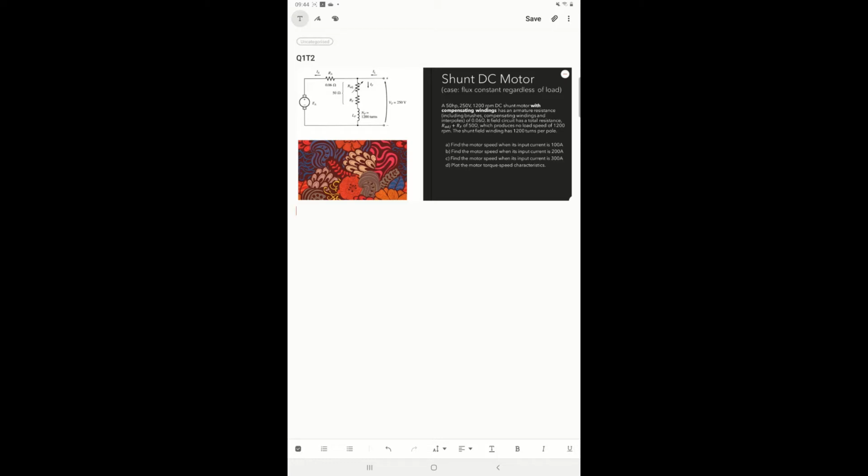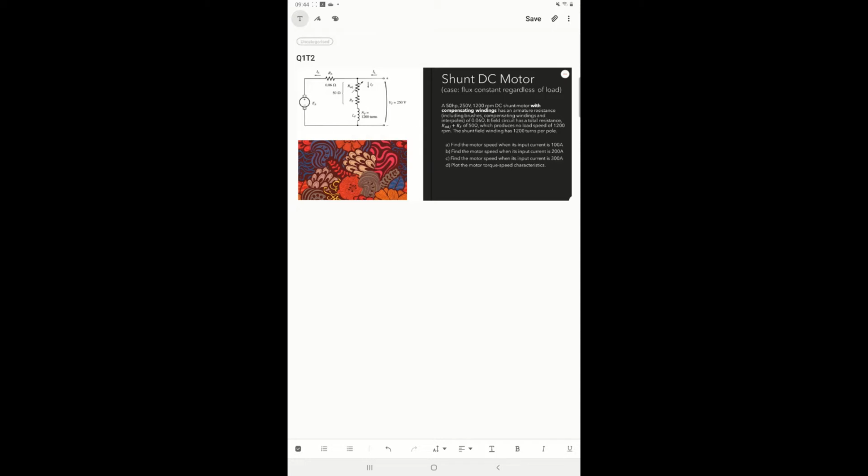So shunt is a parallel connection between armature resistance and field resistance, in which they share the same terminal voltage. Okay, so in this question, you have a compensating windings. With compensating windings, you will have a constant flux running inside the machine regardless of the load that you put inside the machine.